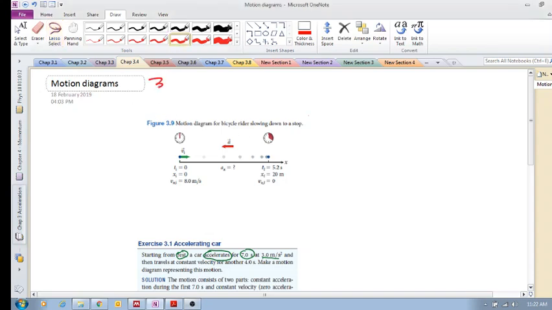Let's look at 3.4. We're going to look at something called motion diagrams. Essentially this is just a very helpful way of taking information from a problem and putting it into a kind of diagram so that you can work with it in a much better way. The basic idea is that you need to look at certain instances, say initial and final, and there might be more than two instances.